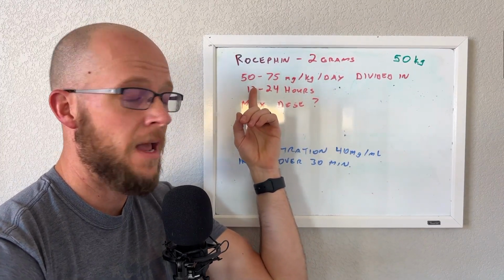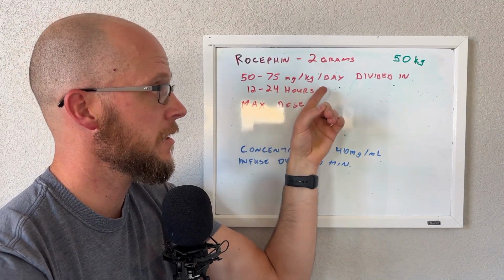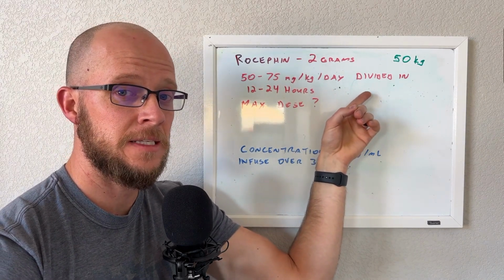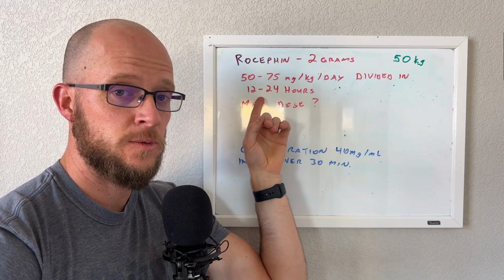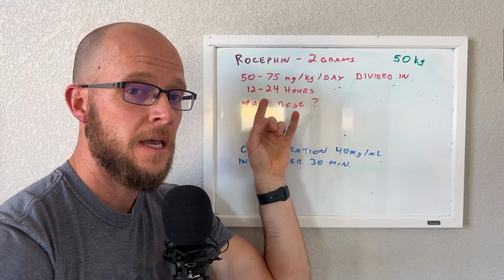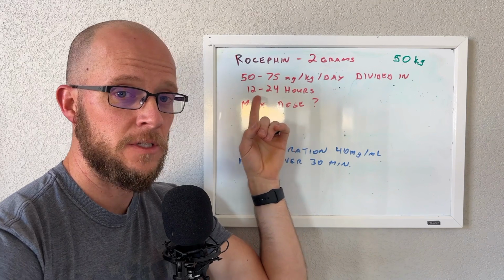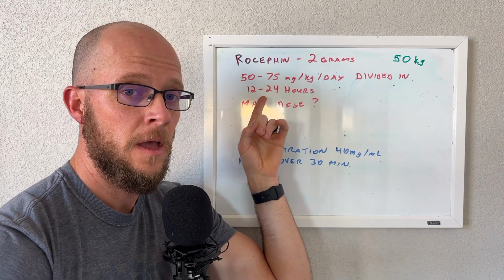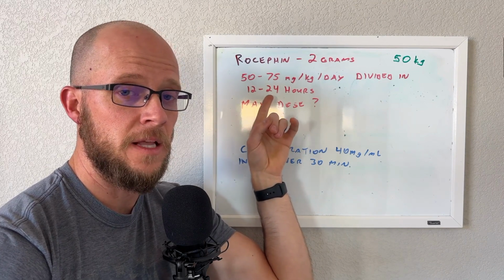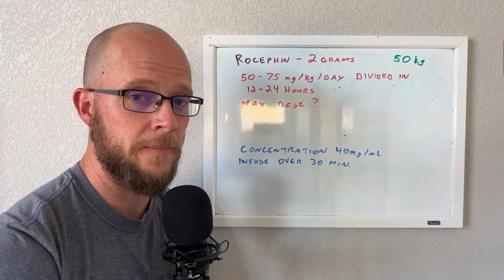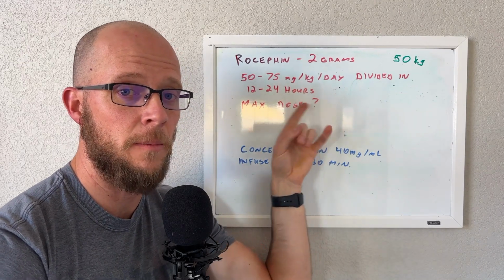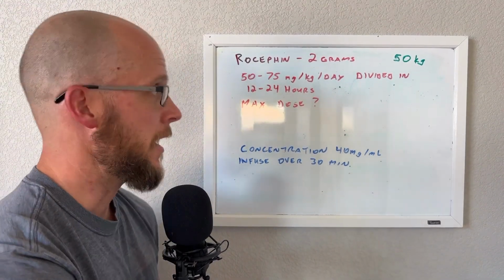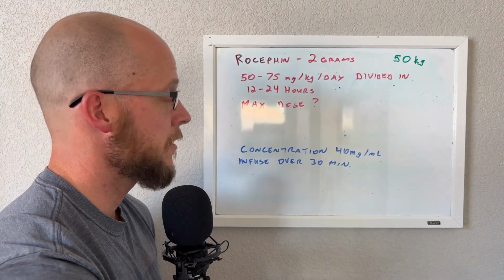Rocephin is most commonly given as 50 to 75 milligrams per kilogram per day. However, there is a note in here that says it's divided into doses 12 to 24 hours. So what that means is it's either once a day, 24 hours, or twice a day. Every 12 hours you're going to give it. Okay? Majority of the time it's like a one-time deal. Unless they're super sick, they're going to give them twice on there. But then you got to split this so that way they don't go above the max dose on there for the day, which we'll get to in a sec. Okay, so 50 milligrams per kilo per day.